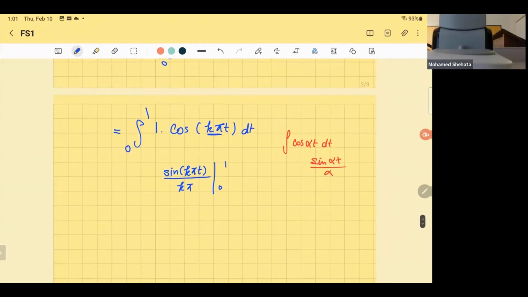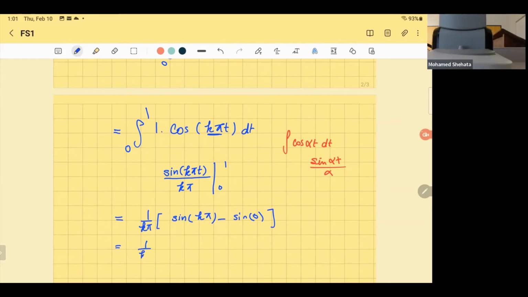What you'll do is substitute. You are doing integration. So you have 1 over k pi, it's constant. There's no t terms in it. Then you start to substitute by t. Sine k pi 1, see, k pi, minus sine k pi 0. K pi 0 will be 0. Now we'll find the value.